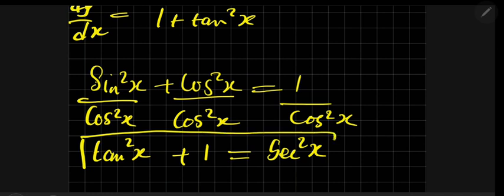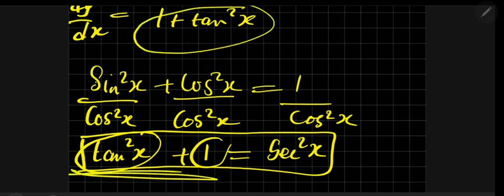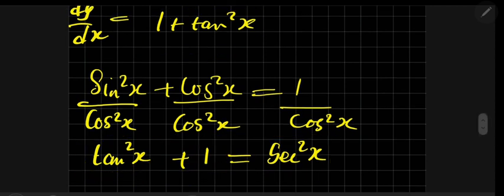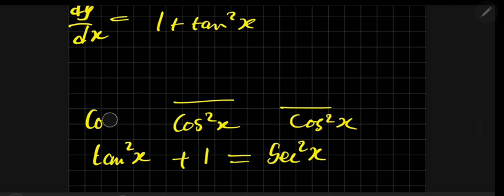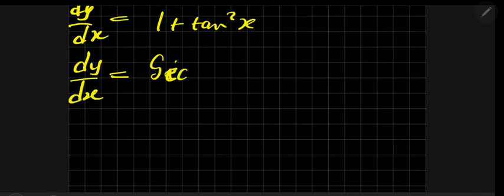Notice that this expression here, tan squared x plus 1, is the same as this there, and they're saying that this expression here is equal to sec squared. So you know what that means? That means that we can actually say that the final answer is sec squared of x. That's our final answer right there.